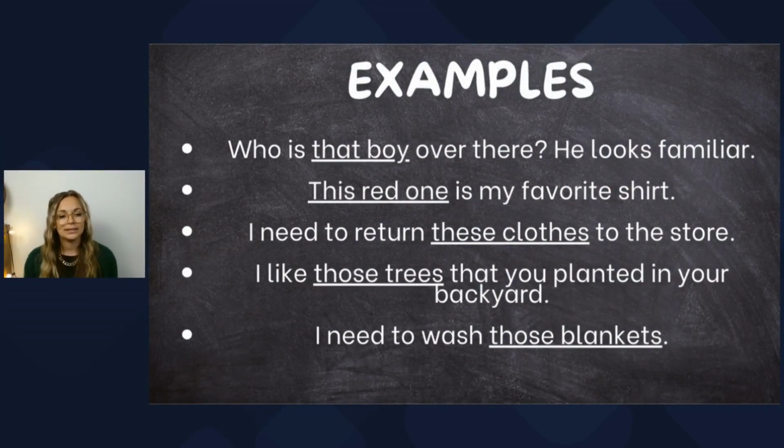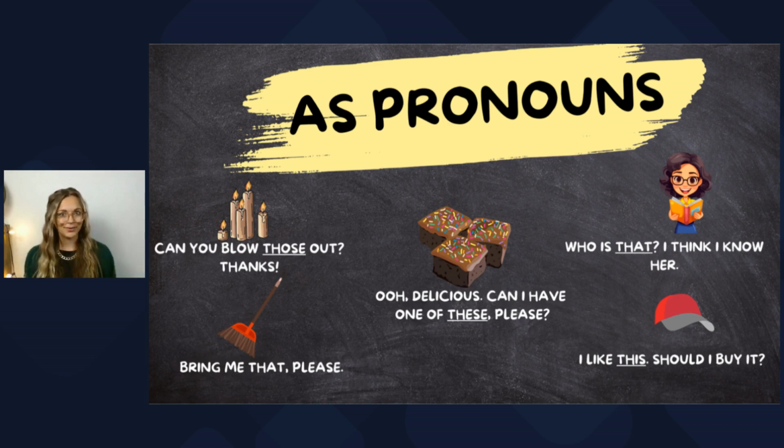So going back to these examples, who is that boy? Who is that boy? This red one, these clothes, those trees, those blankets. Okay, wonderful. Another use for this, that, these, and those is as pronouns. In other words, substituting for the noun.